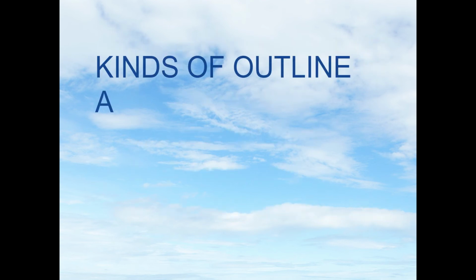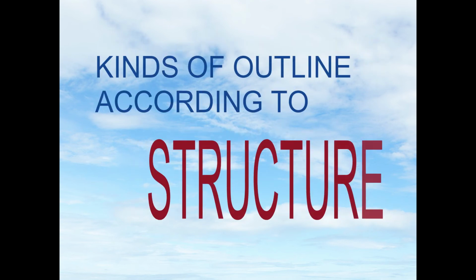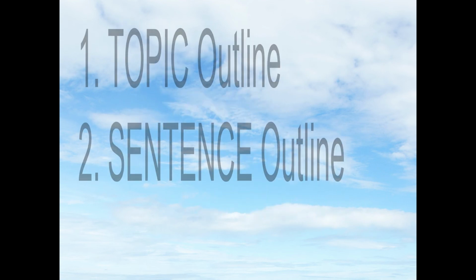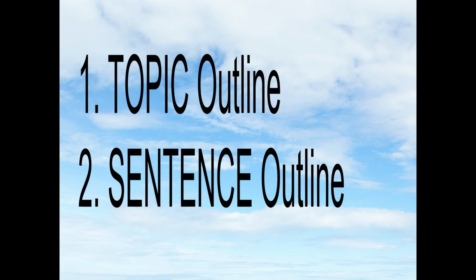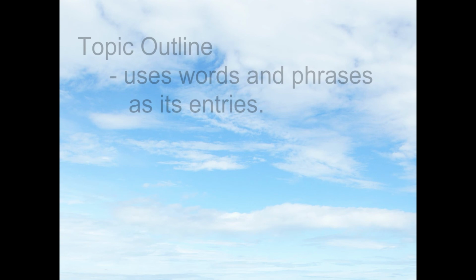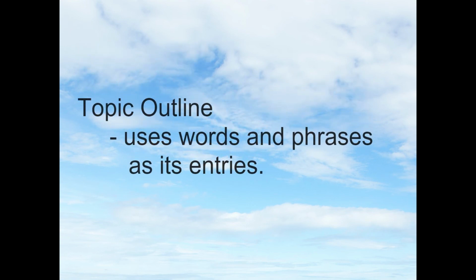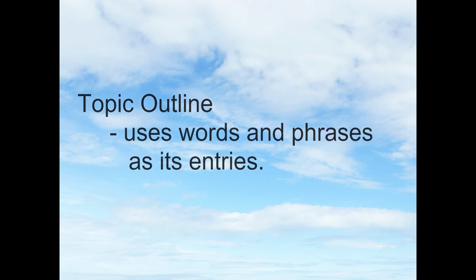Here are the kinds of outline according to structure. 1. Topic outline, and 2. Sentence outline. What is topic outline? A topic outline uses words and phrases as its items.